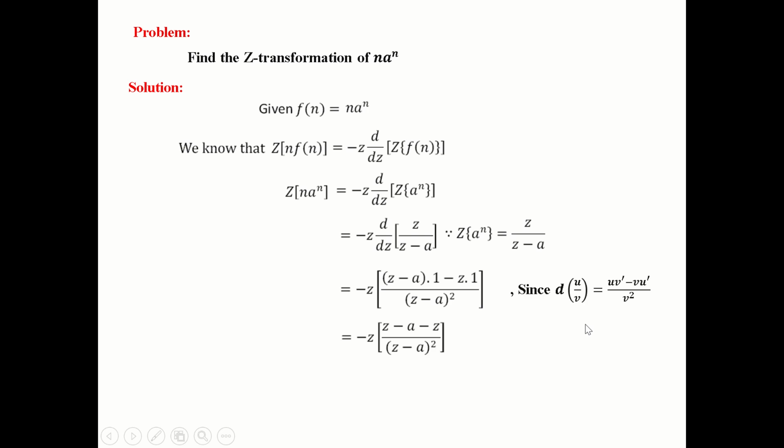Which is equal to minus z into, grouping that, z minus a minus z. So z and minus z cancel. Minus into minus is plus. So you are having minus a minus z, so az in the numerator divided by z minus a the whole square.